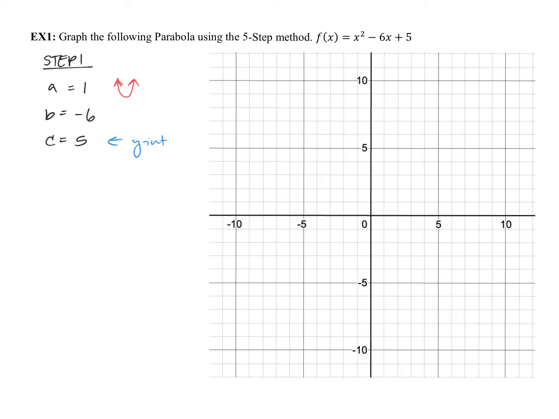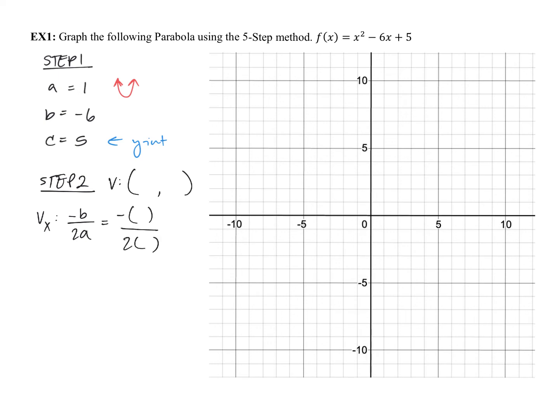Okay. So the next step, what's step 2? It's finding our vertex. So I'm going to go ahead and get ready, just label this out. Let's go ahead and find v sub x first. That's negative b over 2a. So that'll be negative b over 2 times a.